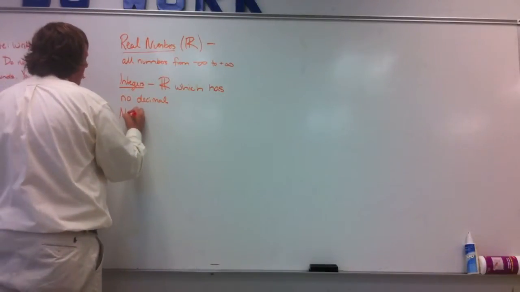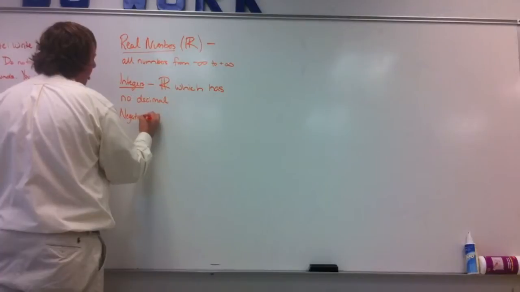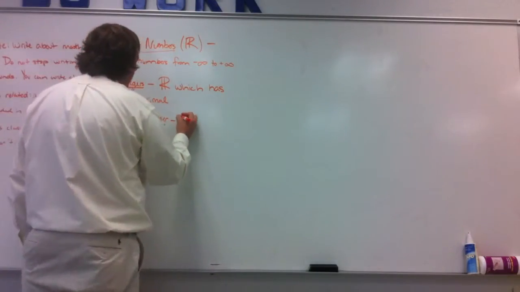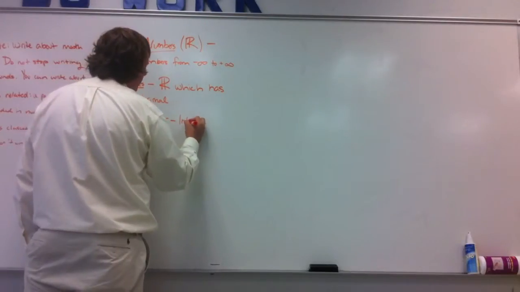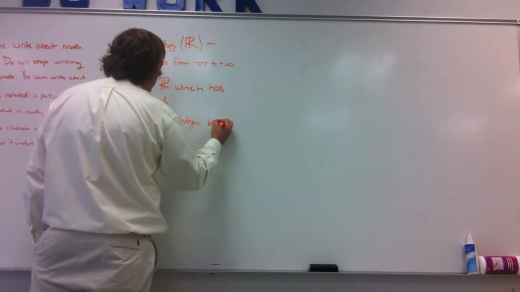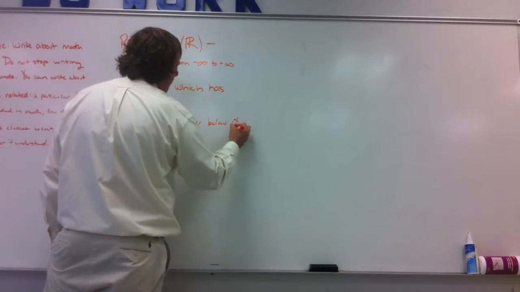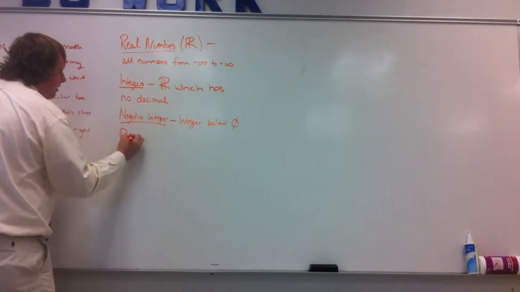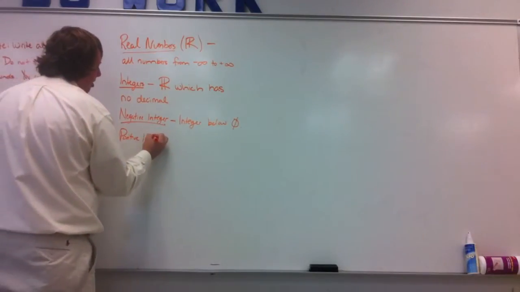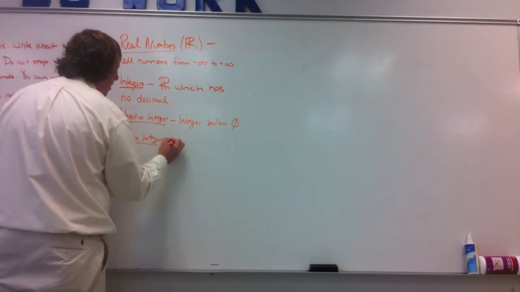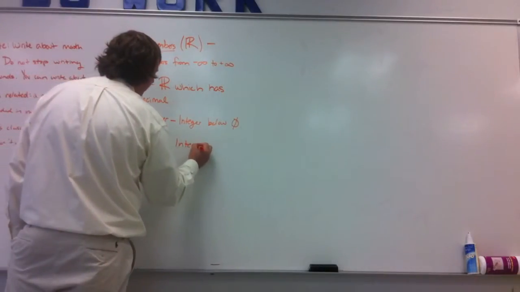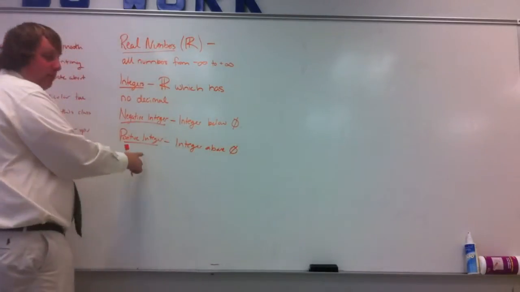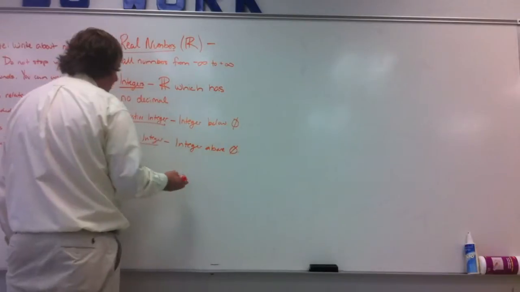A negative integer is an integer below 0. Okay. A positive integer is an integer above 0. You call these your counting numbers. 1, 2, 3, 4, 5, 6, 7, 8, 9, 10, positive integers.